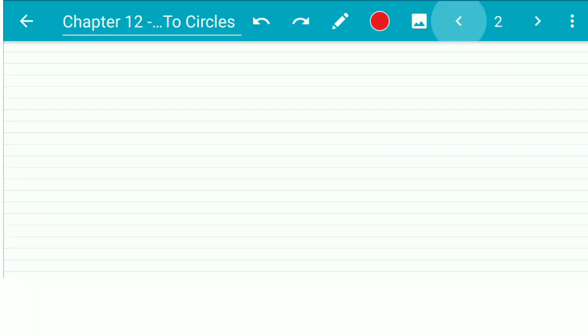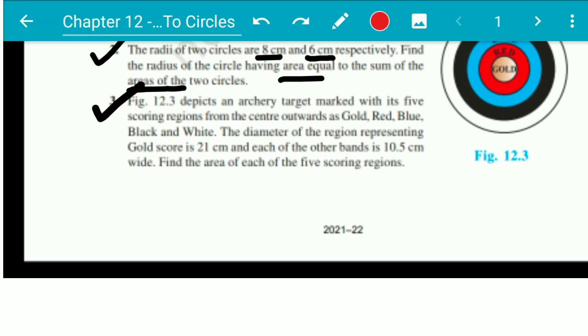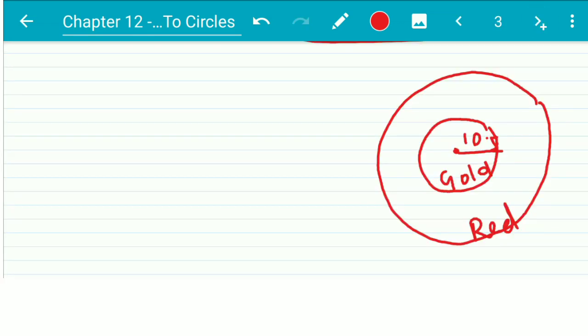Again, what information is given in the question? Read the second last line. The diameter of the region representing gold score is 21 centimeter and each of the other bands is 10.5 centimeter wide. That means from here to here it is 10.5 again. Each of the width. So from here to here is 10.5.